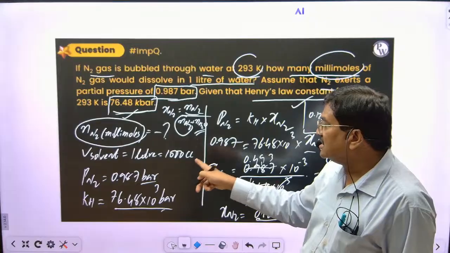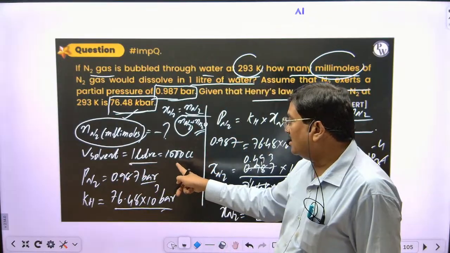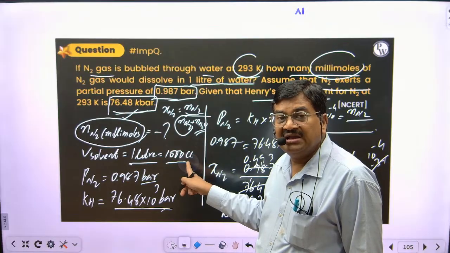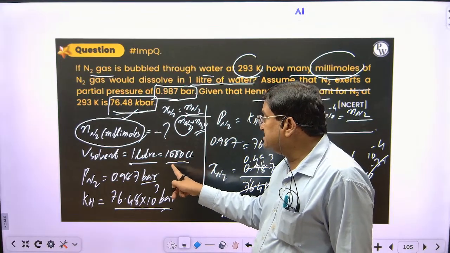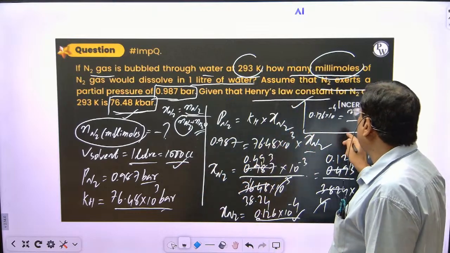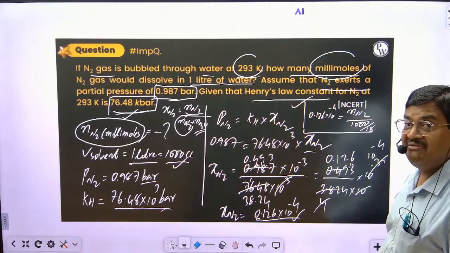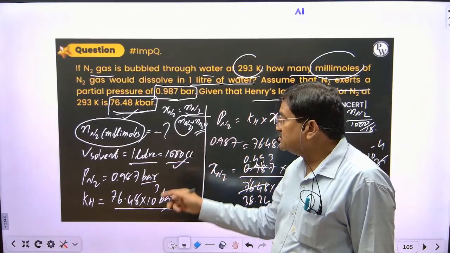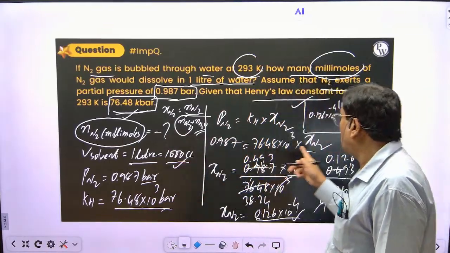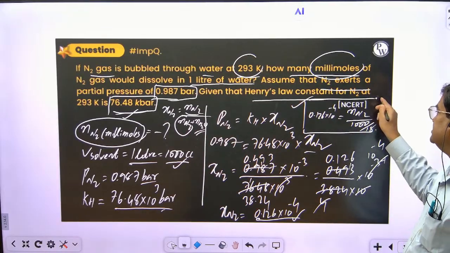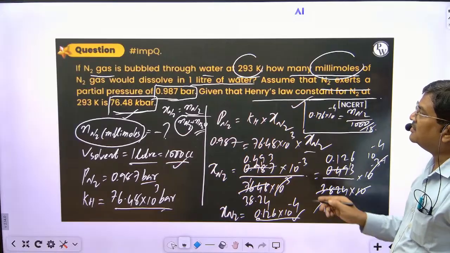To get moles of water, he has given the weight of solvent. How much has he given? 1000 cc, and the density of water is how much? 1 gram per cc. So can I take this as 1000 grams? Understood why I am taking 1000 by 18? Why am I taking 18 as molar mass? Because mass by molar mass will give moles. Understood? 1000 upon 18. Are you following, all of you? Now I have to find the number of moles of nitrogen.